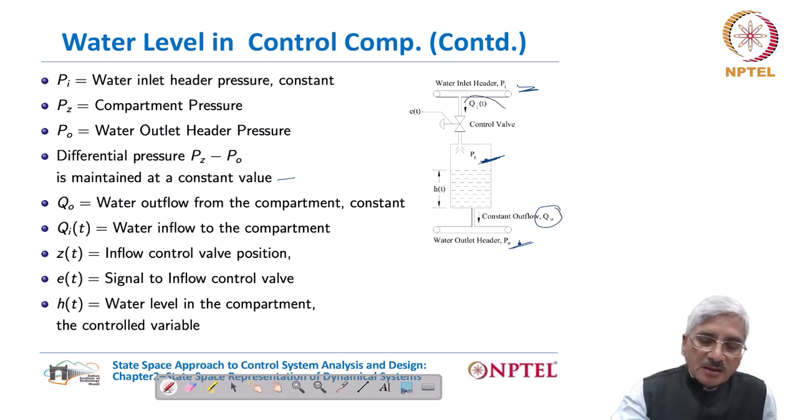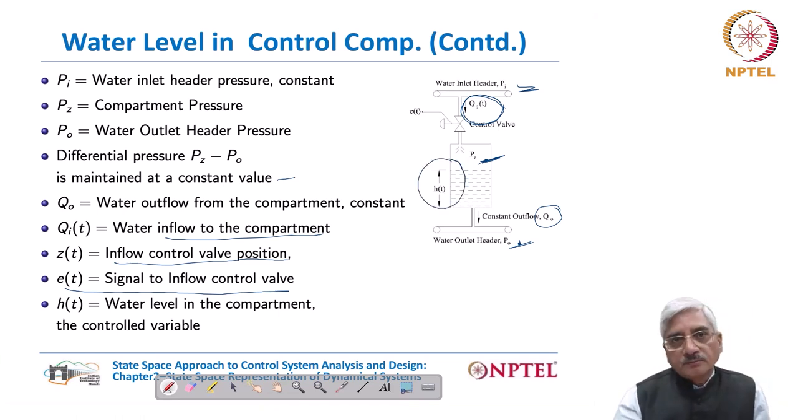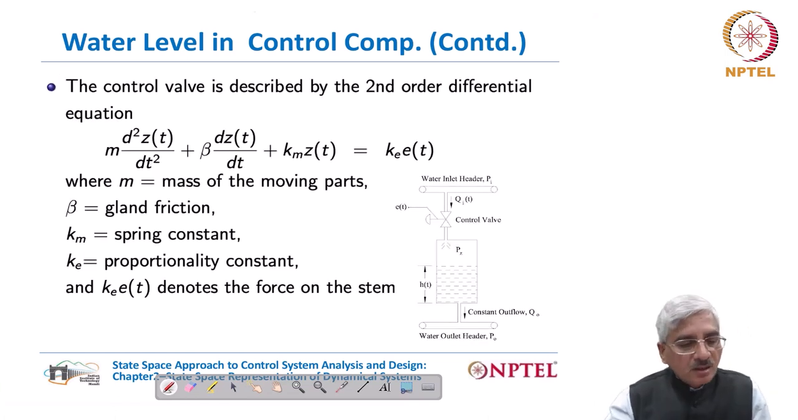Qi is the input quantity dependent on the valve position, so it is the water inflow to the compartment. Z is the inflow control valve position. E is the signal impressed on the control valve; this is the input. And H is the water level in the compartment. Now we see the mathematical model of this system.